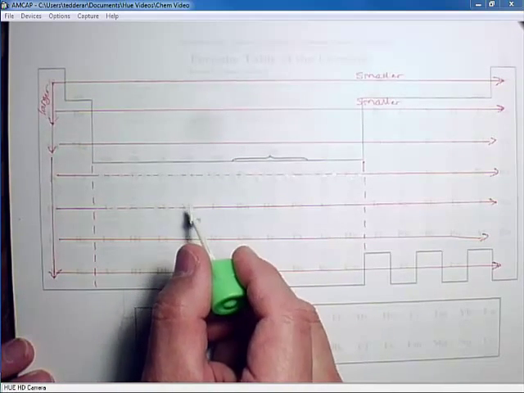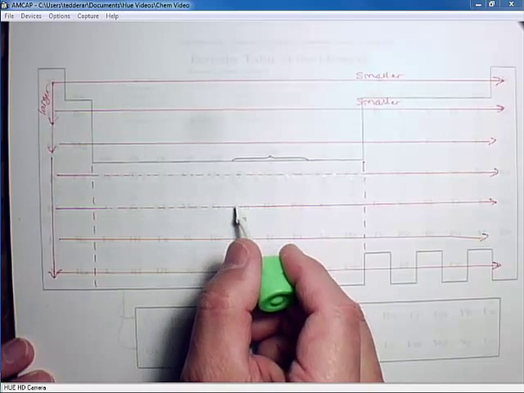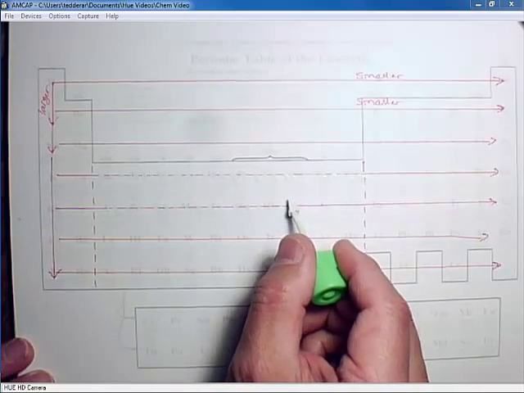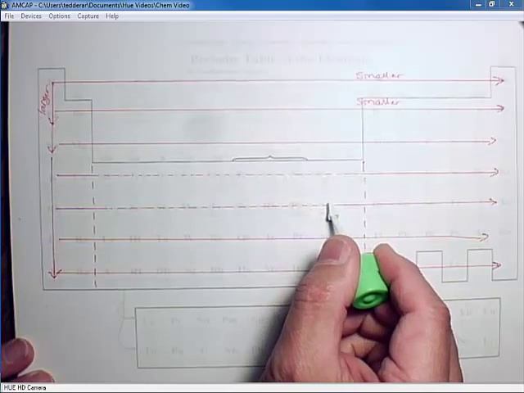Huh? You should be taking your notes in pencil, guys. A what?